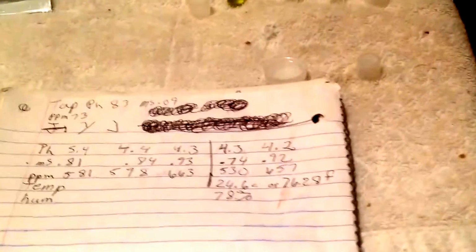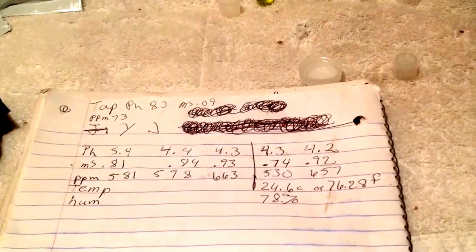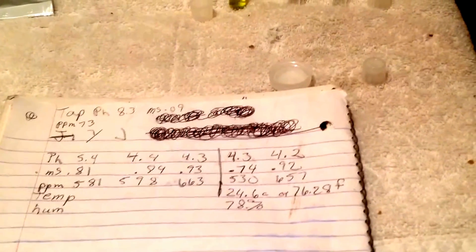But, interestingly enough, I have discovered that one way to watch your pH is by watching your ammonia levels, because I found out why my pH is so low. Here's the chart. pH 5.4, 4.4, 4.3, 4.2. It's going the wrong way.